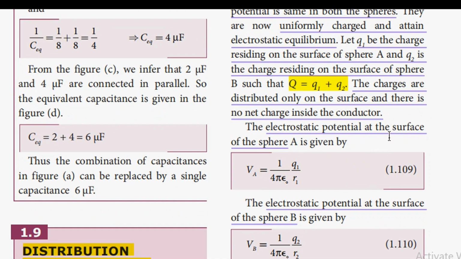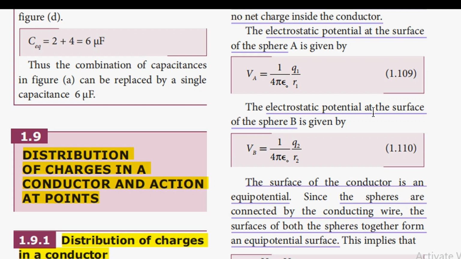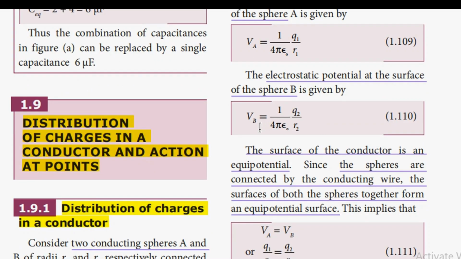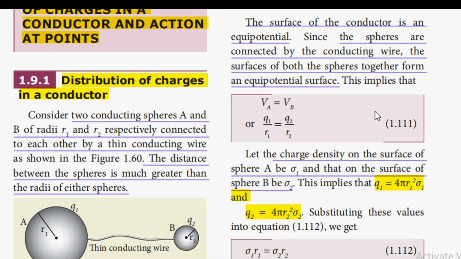The electrostatic potential at the surface of sphere A is given by VA equal to 1 by 4 pi epsilon Q1 by R1, and the electrostatic potential at the surface of sphere B is given by VB equal to 1 by 4 pi epsilon Q2 by R2. The surface of a conductor is an equipotential surface. Since the spheres are connected by the conducting wire, the surfaces of both spheres together form an equipotential surface. So this implies that VA is equal to VB, Q1 by R1 is equal to Q2 by R2.